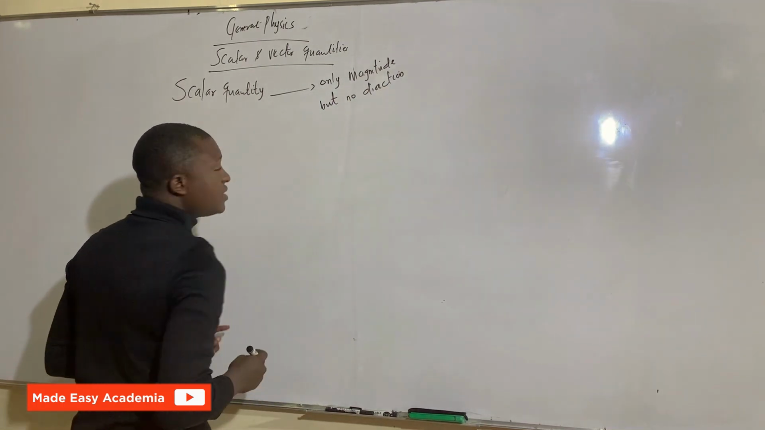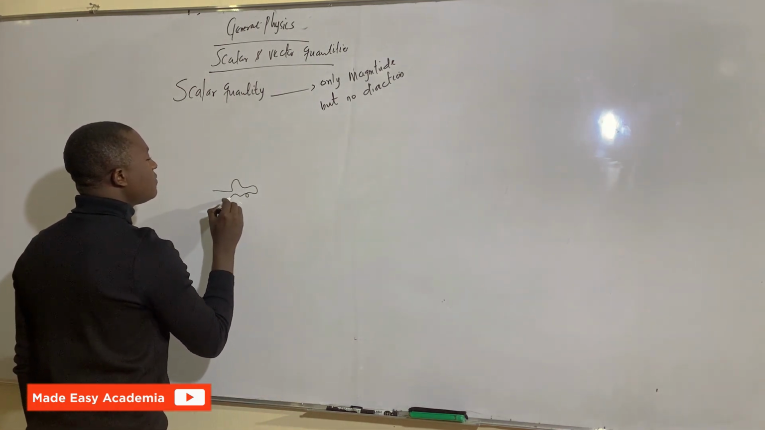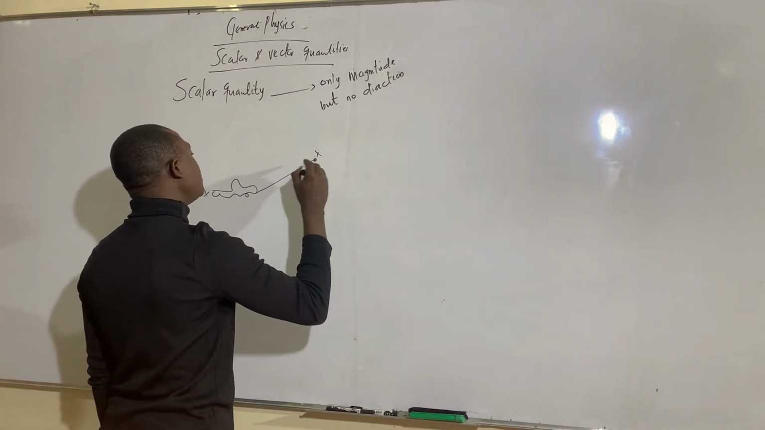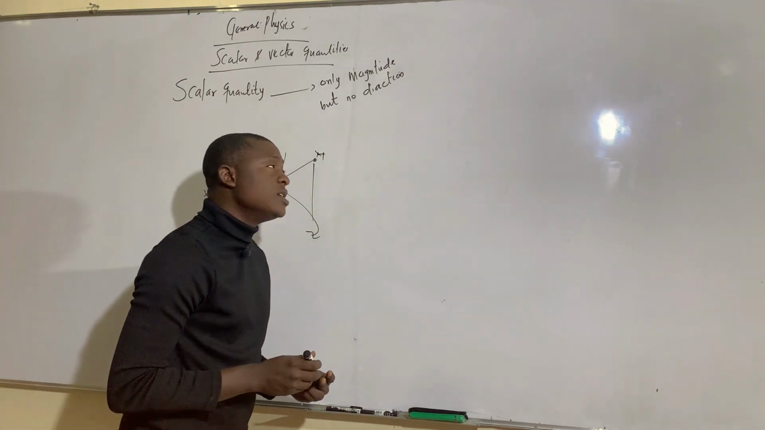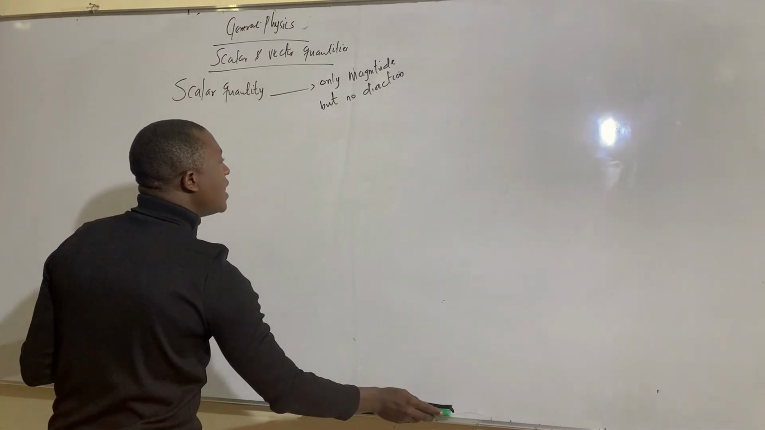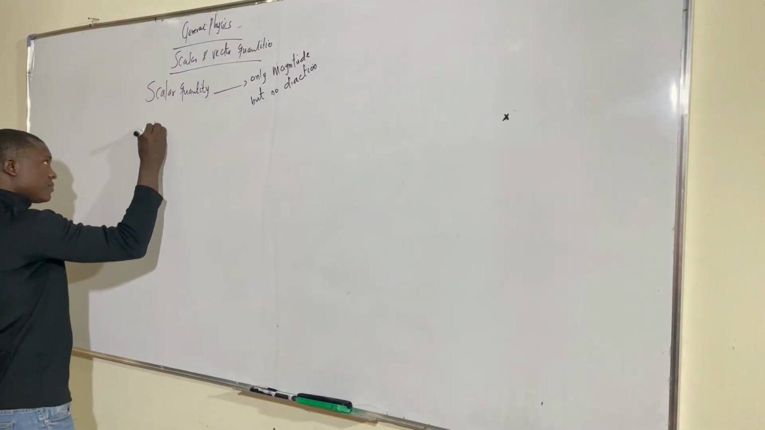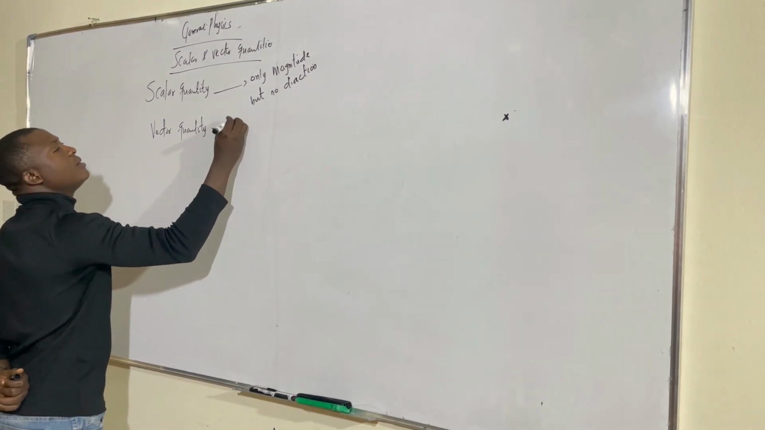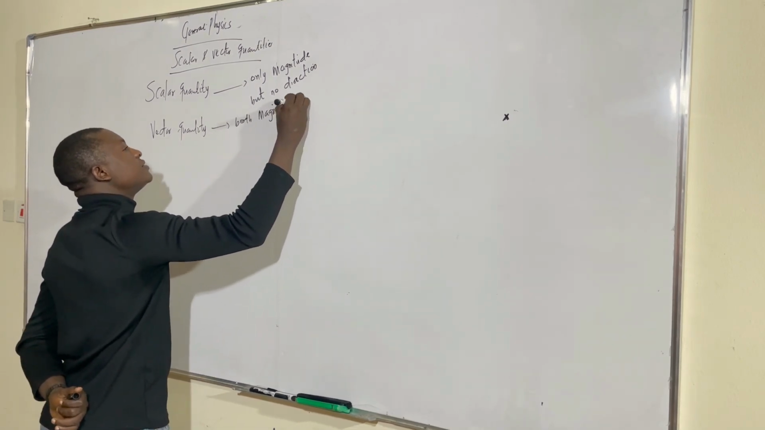Let me give an illustration. Imagine the distance covered by an object. Let's say we have a car that moves in the form of random motion, maybe from point X to Y, Z, W. As the car is moving, it doesn't have a specific direction. The other kind, which has both magnitude and direction, is called a vector quantity. Vector quantities are those quantities that have both magnitude and direction.